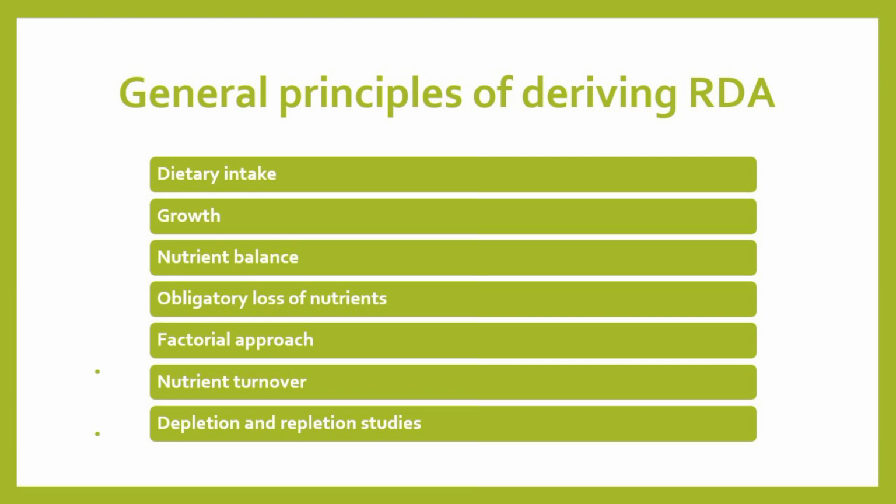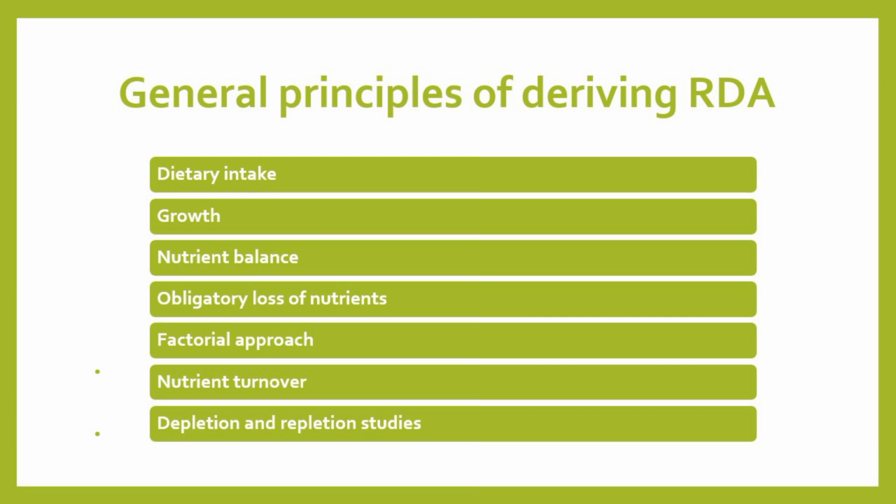Then we take the nutrient balance approach. For adults, the RDA value is that minimum intake of nutrients where nutrients remain in equilibrium, while for children, a positive nutrient balance is required. We measure the obligatory daily loss of nutrients by urine, stools, and sweat. While deriving RDA for children, the growth factor is also taken into account.